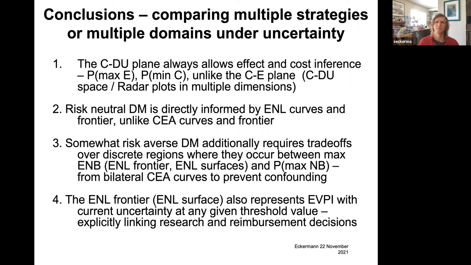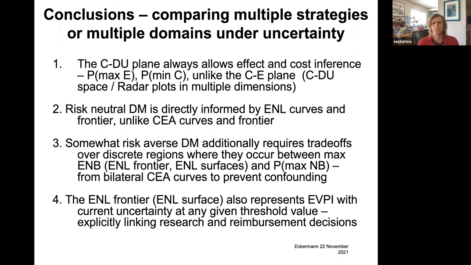I've done a bit of reordering here. The cost-disutility plane always allows effect and cost inference, unlike the cost-effectiveness plane. And the things in brackets are for when we look at multiple domains. So we're still going to look at things in cost-disutility space, actually, when we come to multiple domains. And we're going to have radar plots when we've got many dimensions to represent things for societal decision makers.